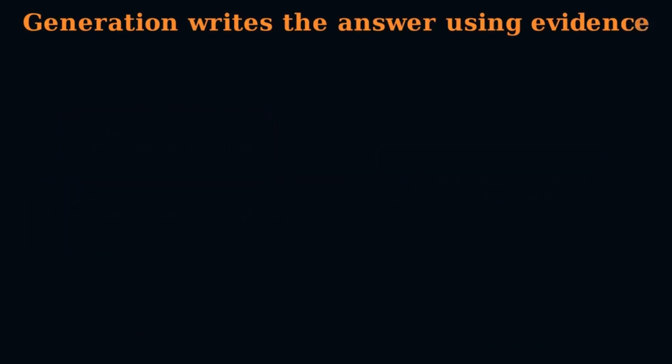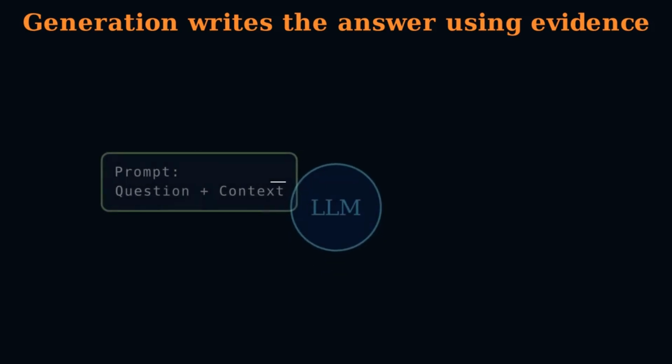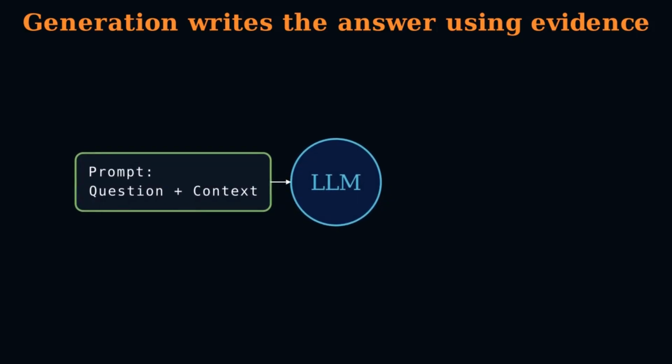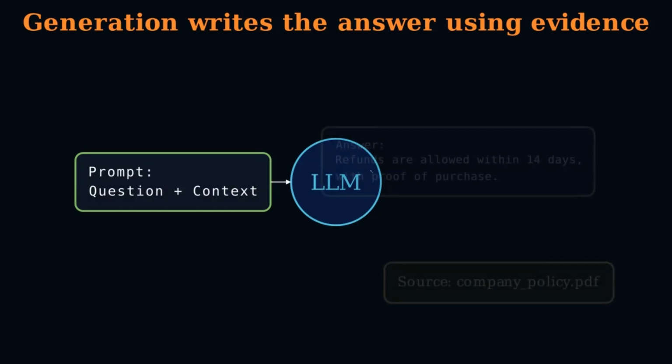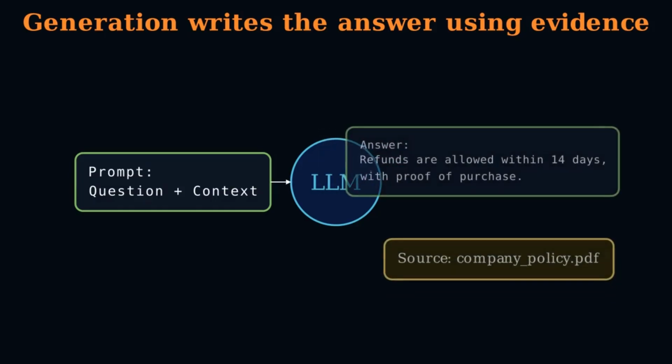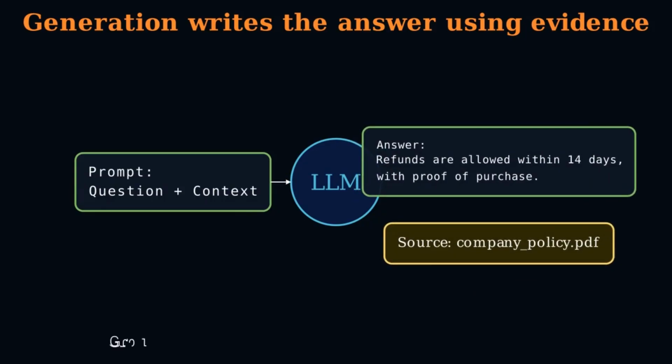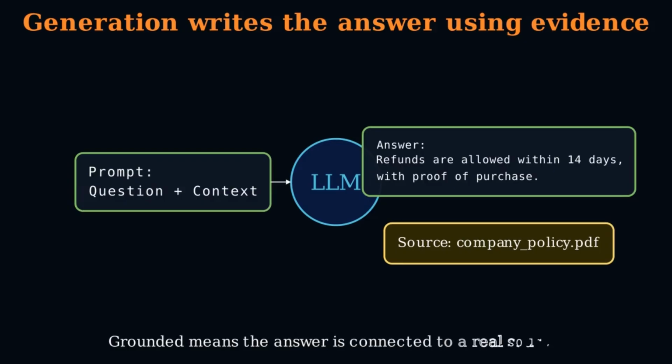The final part is generation. Now the LLM does what it is good at. It reads the question. It reads the retrieved context. Then it writes a clear answer. This answer is better because it is grounded. Grounded means the answer is connected to a real source. The model is not just speaking from probability, it is using retrieved evidence.